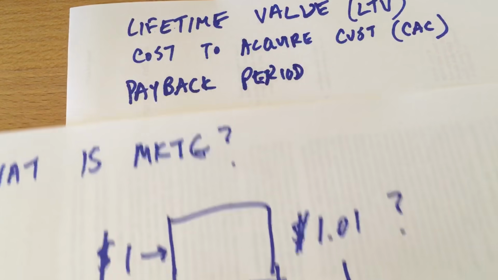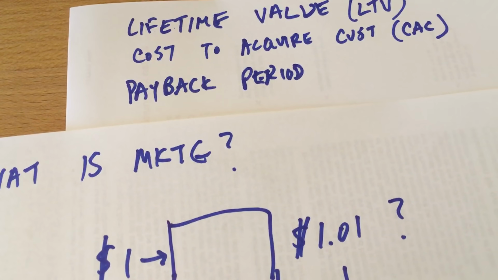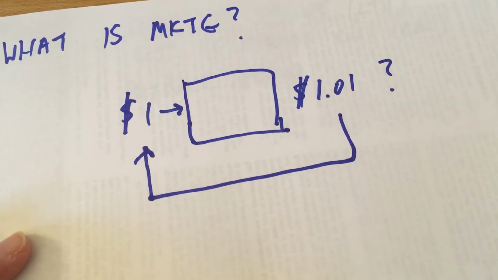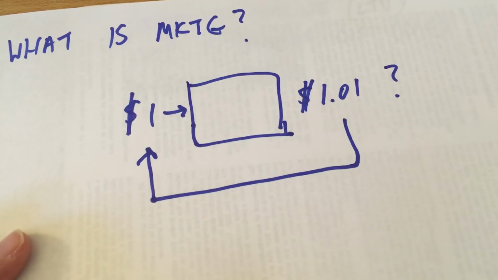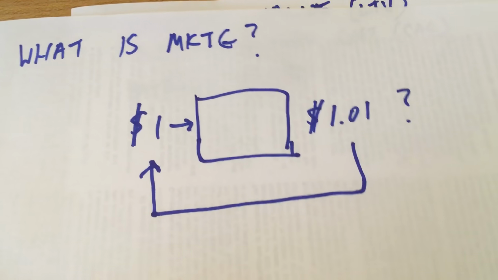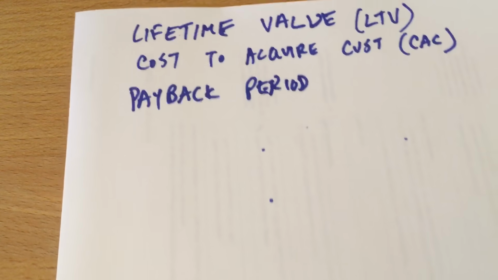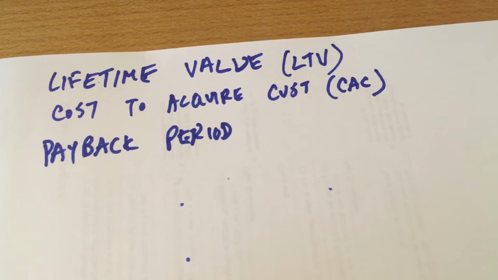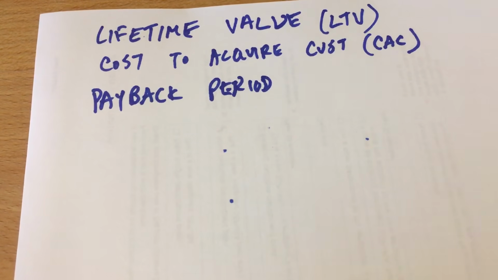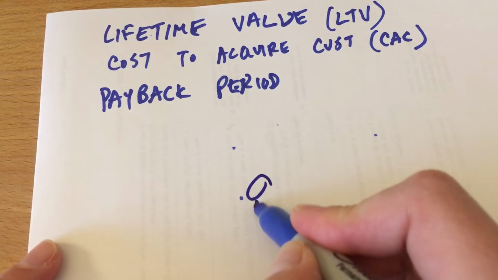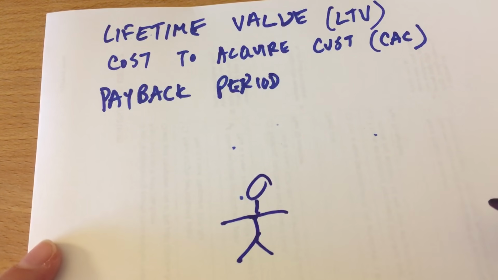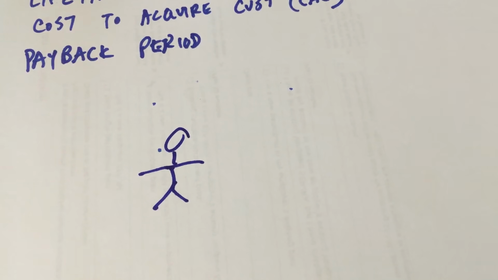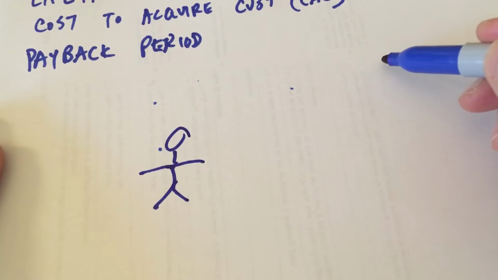And so what these three terms will go through is really explaining in what format you get the $1.01 from the dollar. Because most of the time things are not so neat where you put in $1 and you immediately get $1.01 out. So lifetime value is pretty much what it would suggest. So let's say that we have a customer. And let's say that this customer, my drawing's not so good.